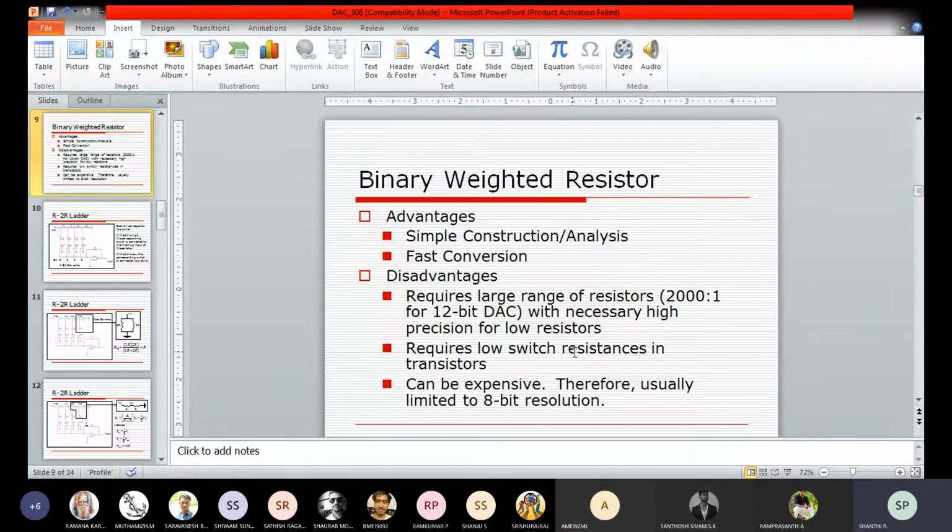High precision is required, and only low resistor values are suitable. Maybe for 2000 bits the resistance value keeps increasing. It requires low switch resistance, only transistors. It will be very expensive and limited to 8-bit resolution.